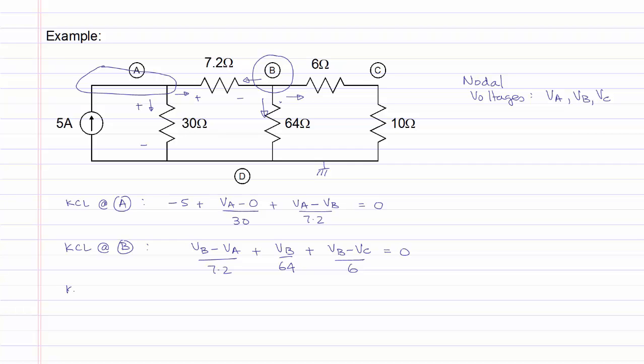Finally, we will write KCL at node C. And once again, we will assume all currents are leaving node C such that they show up with a positive sign. And KCL will give us that VC minus VB divided by 6 is the current leaving node C through the 6 ohm resistor, plus VC divided by 10 is equal to 0 to satisfy KCL. We have ended up with 3 equations in 3 unknowns, which can be solved for the unknown values VA, VB, VC.